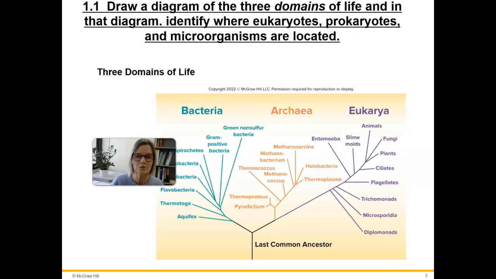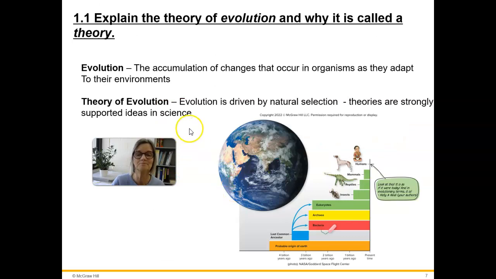We can't prove something to be right because we weren't here and didn't watch this happen. So we have to use data, and we use the best information that we have, and that's why we call it a theory instead of a fact, because we didn't watch evolution happen.